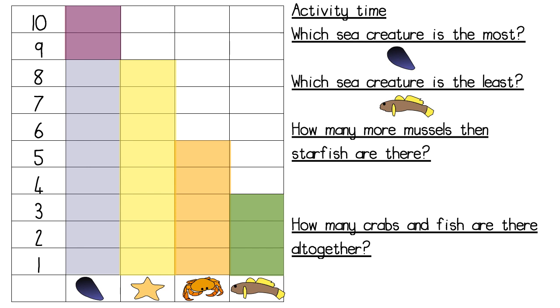Do you know we can also write a sum? My sum will be 10 minus 8 equals 2.